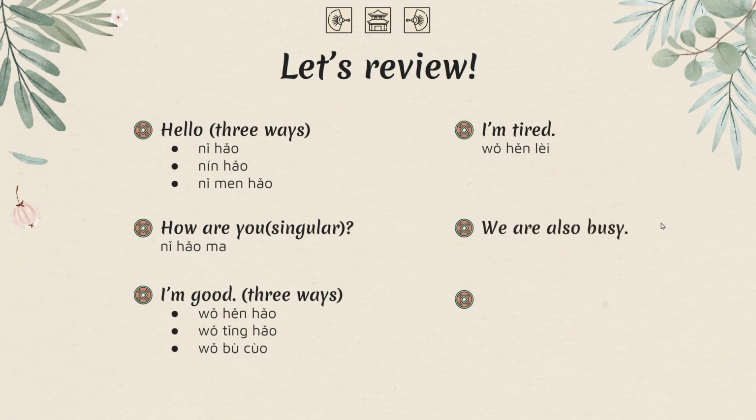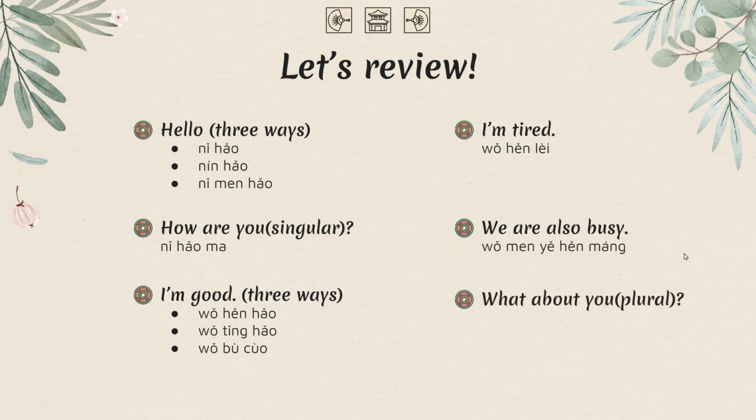The next one is a little challenging. How would you say, we are also busy? Yeah, so first of all, we need to figure out how to say we, which is I plus the plural marker, which is 们. So 我们. We don't need to say are, but we do need to say also, which is 也. And then busy is 忙. You can throw a 很 in there. 我们也很忙. 我们也很忙.